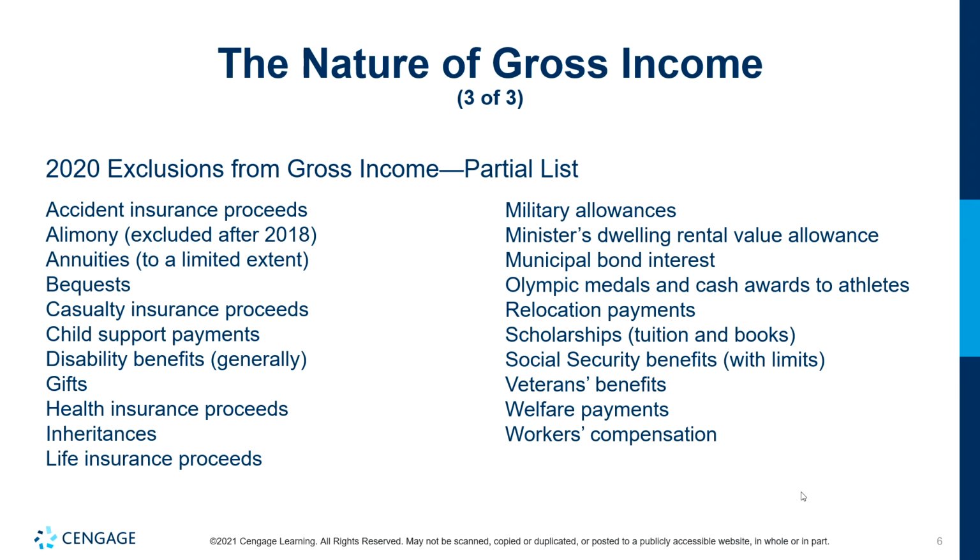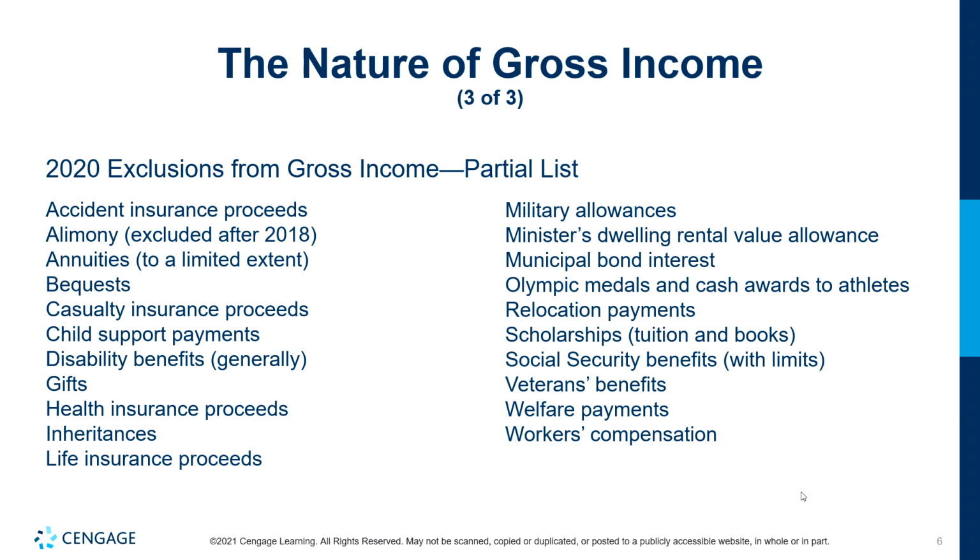Bequests. Casualty insurance proceeds. We get to talk about that later in the chapters. Child support payments. Child support's never been part of your gross income. Disability benefits generally are excluded. There are some exceptions to that. Gifts. Health insurance proceeds. Inheritance. Life insurance proceeds. Notice again, pretty much any insurance proceeds are excluded.